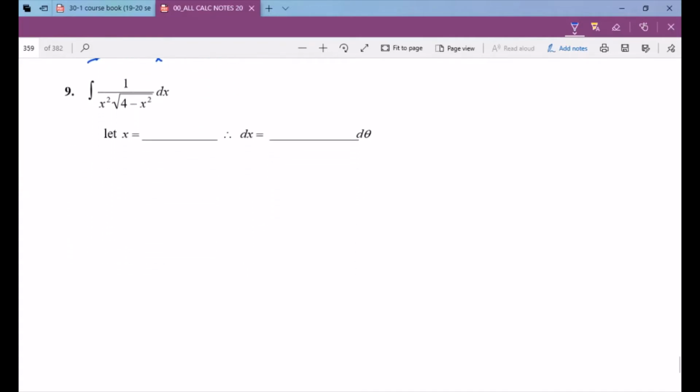And let's do one more. In this case, we have the square root of 4 minus x squared, so therefore a is 2. So we're going to let x be 2 sine theta. Therefore, our dx ends up being 2 cos theta d theta.